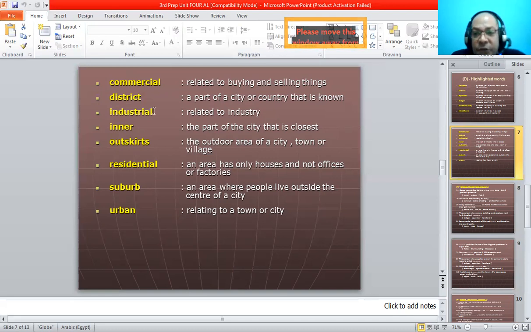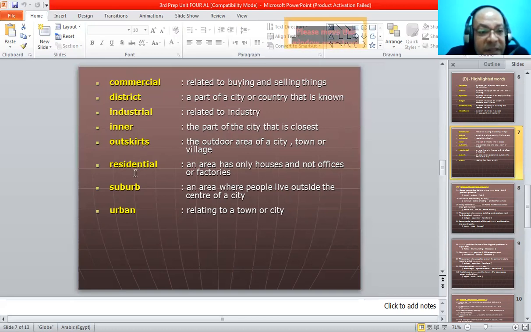Next we have industrial, an adjective meaning related to industry. To understand it more, industrial comes with area or zone, an industrial area. In the sentence we find factories. There are no schools in an industrial area. Next we have inner: the part of the city that is closest. Then outskirts: the outer area of a city, town or village. It always has the preposition before it: on the outskirts.